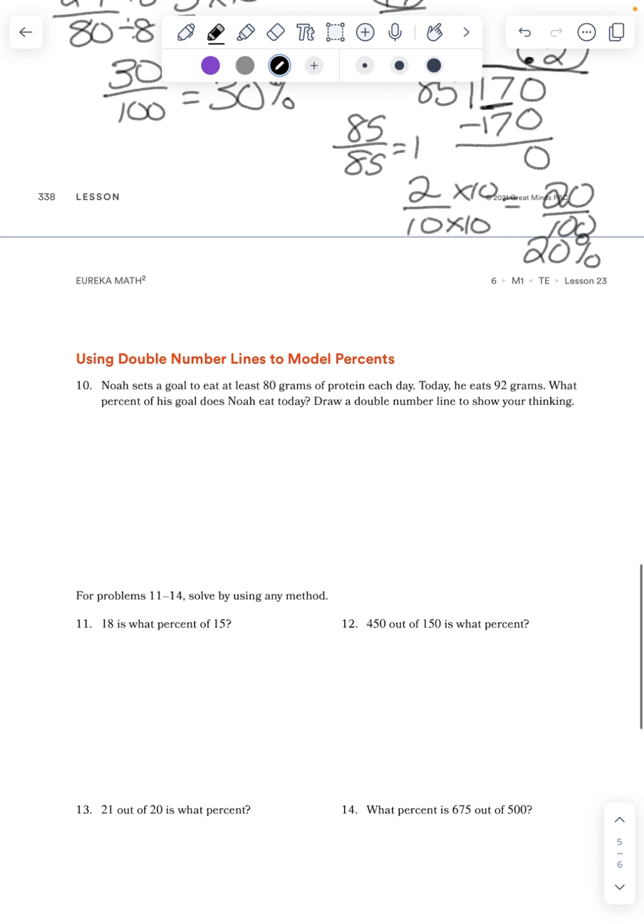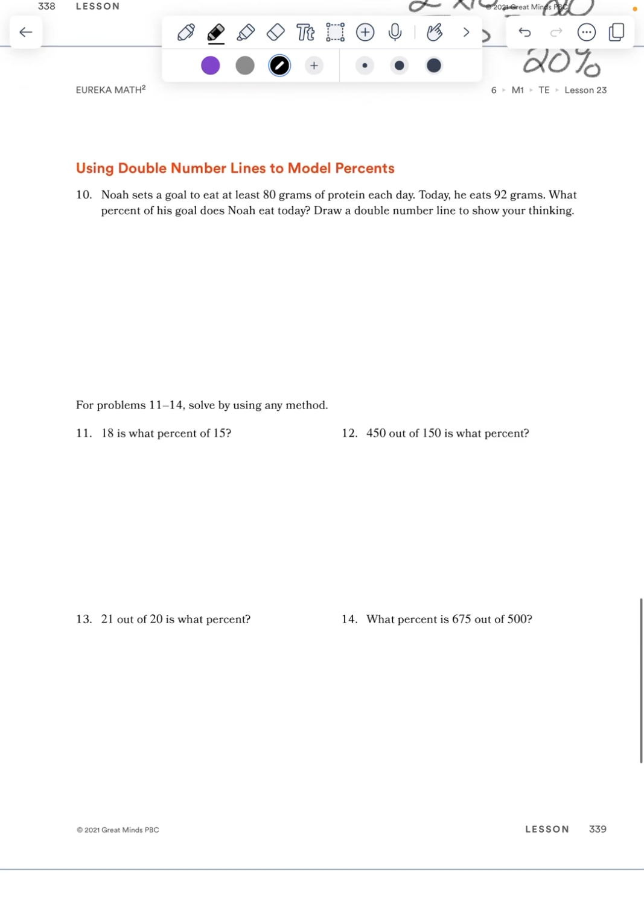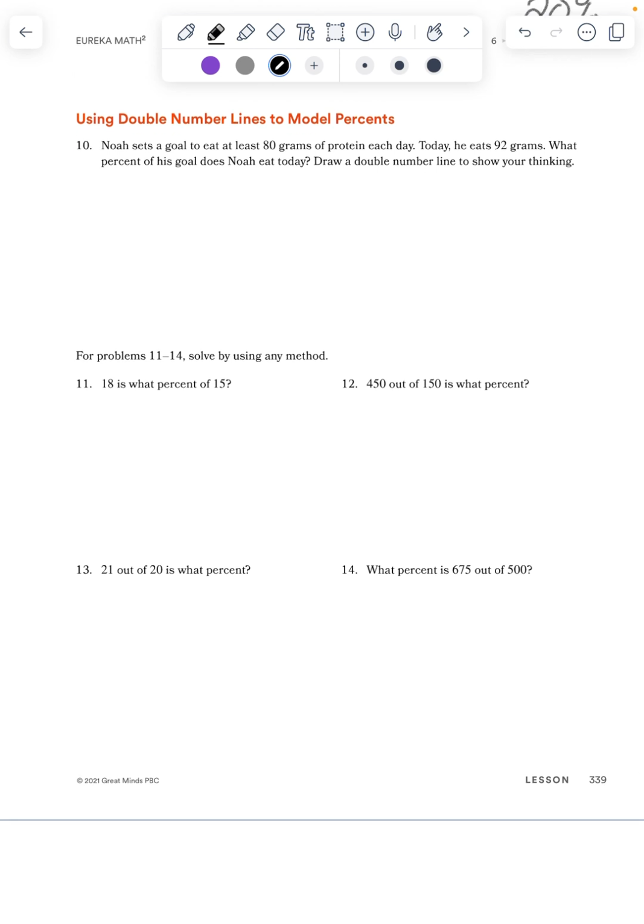All right. You can also use a double number line to practice percents. Again, there are none on the test where the percent is over 100%, but I just want to work a few problems just to make sure that if you get one of these in the future, you have an idea of what to do. I'm not going to do the double number line. However, I'm just going to skip number 10 and go straight to 11.